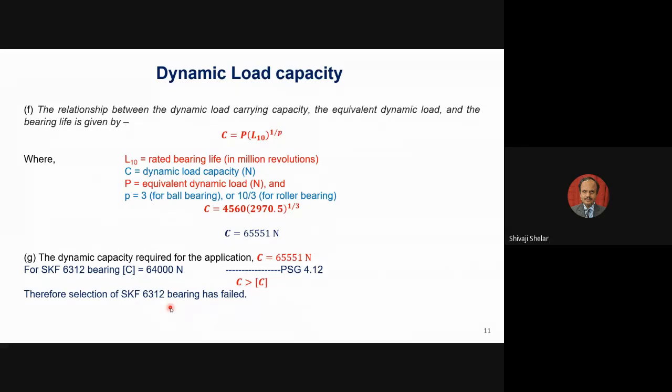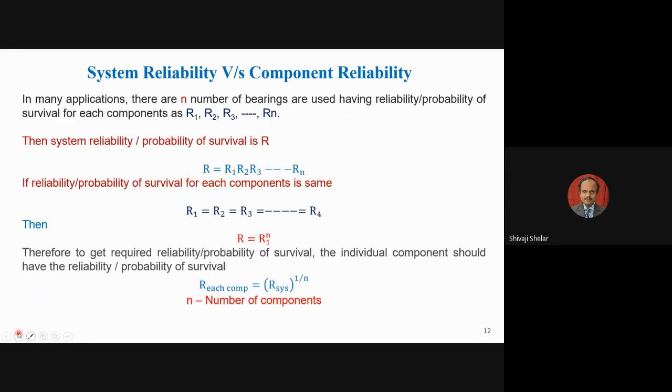So if the probability of survival is other than 90% also, you can design the bearing by converting that probability of survival into the appropriate L10 type, and you can calculate the required capacity, and you can cross that required capacity with available capacity, and you can design your bearing. So this is regarding our first exercise on this thing.